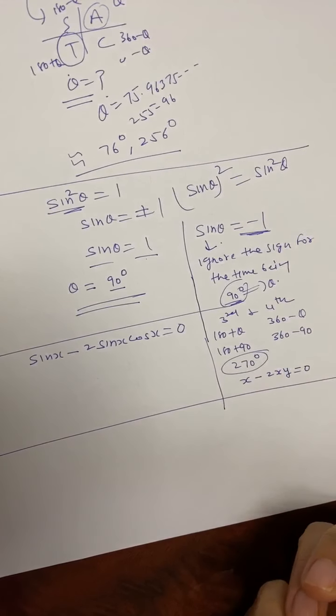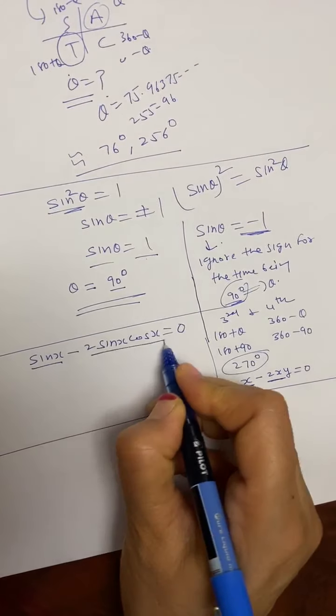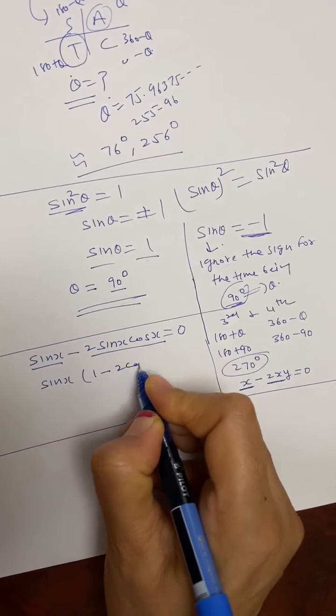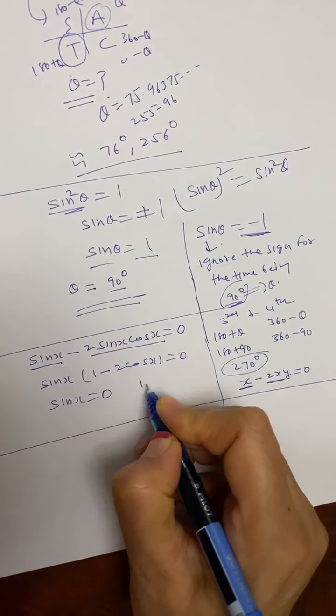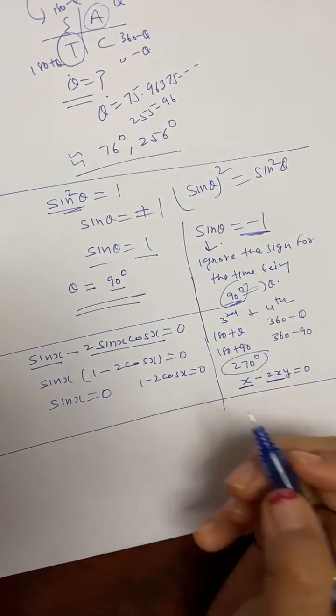So how would you solve it? When you have to solve it, you need to look at, is there anything common? Same here, if you pay attention, sine x is common. So this is 1 minus 2 cos x is equal to 0. And you get either sine x is 0 or 1 minus 2 cos x is 0, because the product of two things is 0 if one of them is 0.